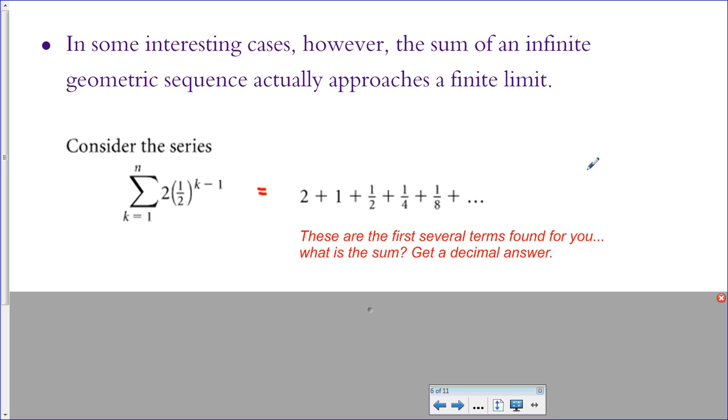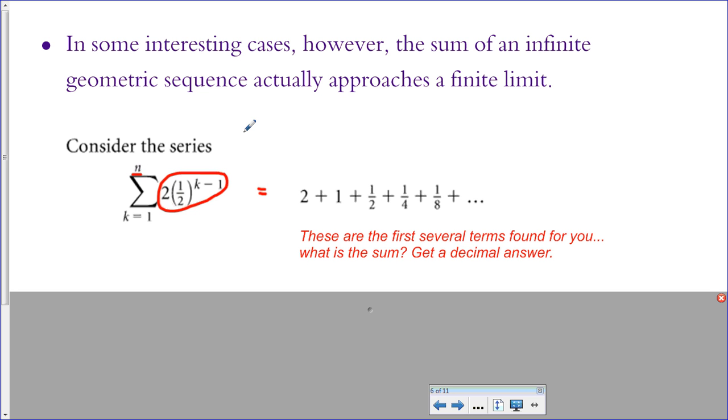In some interesting cases, however, the sum of an infinite sequence actually will approach a finite limit, which is a bit strange. So here's an example so we can appreciate that. Consider the series, and then they show it to us in sigma notation. Here's the formula for it. The geometric sequence, where a bunch of terms are being added together all the way up to the nth term, which just means it never ends. You never stop adding these terms together.